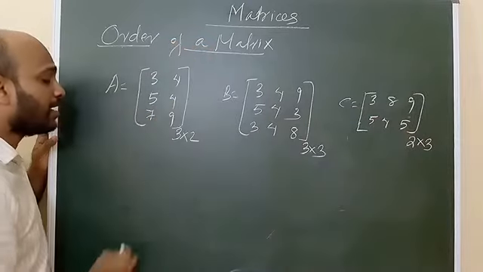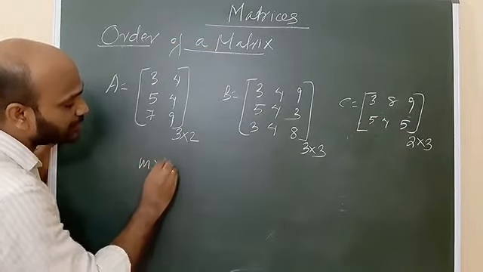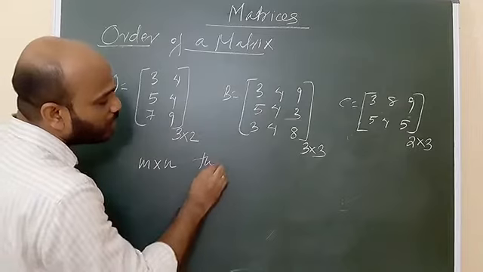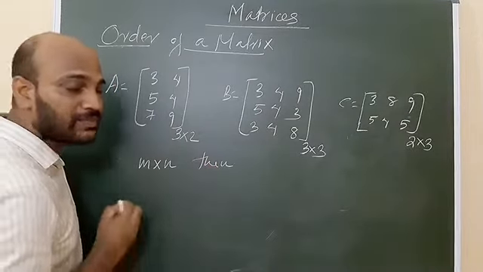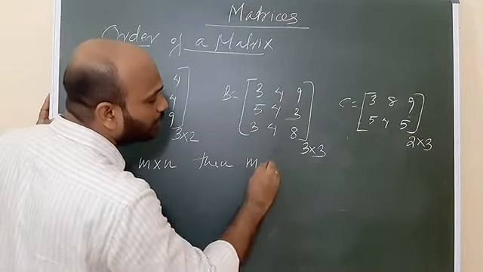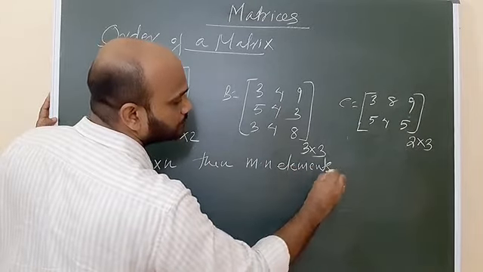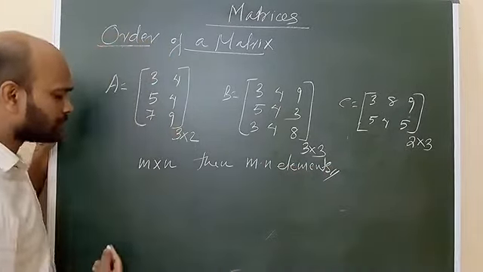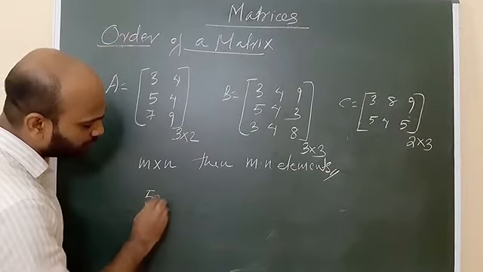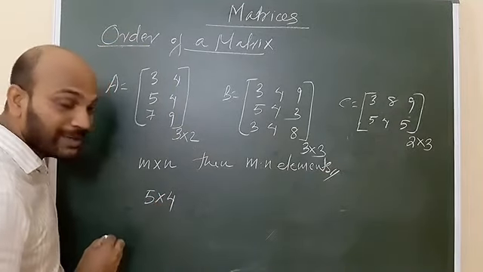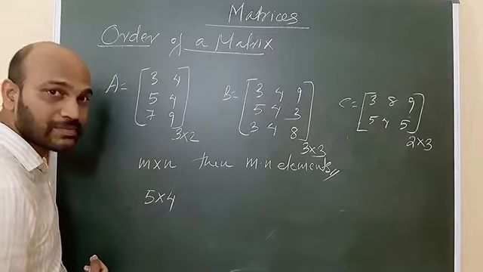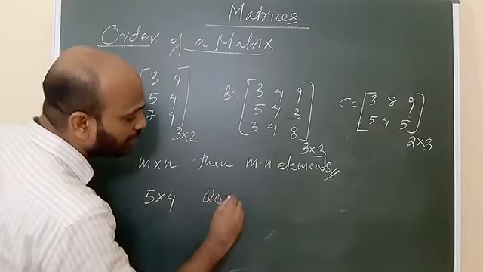So in general, if order of matrix is m by n, then how many elements are there? There will be m into n elements. Right. For example, if order of matrix is 5 by 4, how many elements are in that matrix? There will be 20 elements.